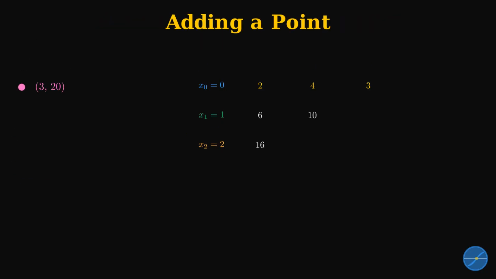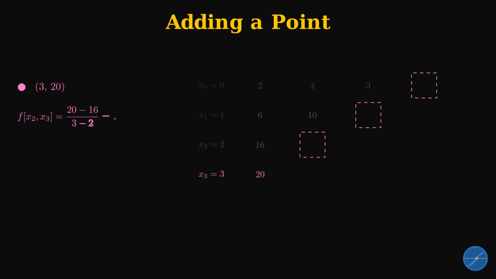Now we add a new point, 3, 20. Watch the table. Nothing above changes. We only compute the new bottom edge. New first difference. 20 minus 16 over 3 minus 2. That's equal to 4. New second difference. 4 minus 10 over 3 minus 1. Minus 6 over 2. That is minus 3.